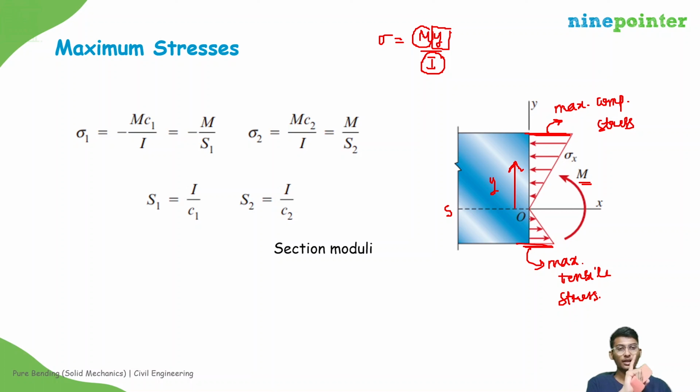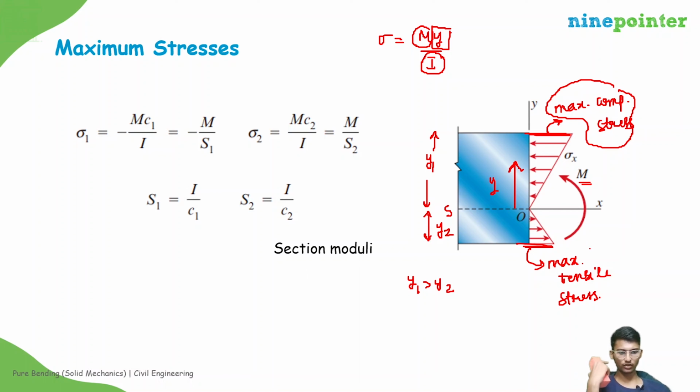If you only consider magnitude, suppose this distance is y1 and this distance is y2. If y1 is greater than y2, then this will be the overall maximum if we only consider the magnitude. If y1 is less than y2, then this will be maximum, right? Understood?